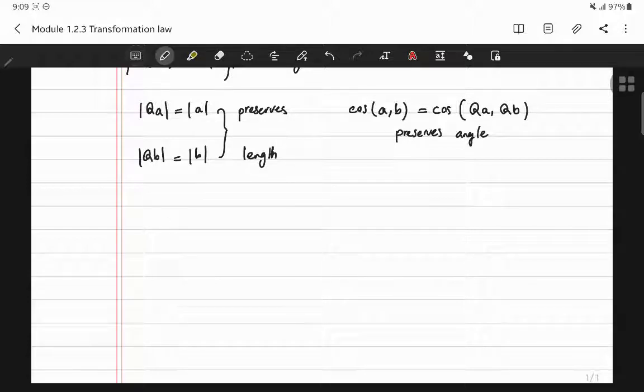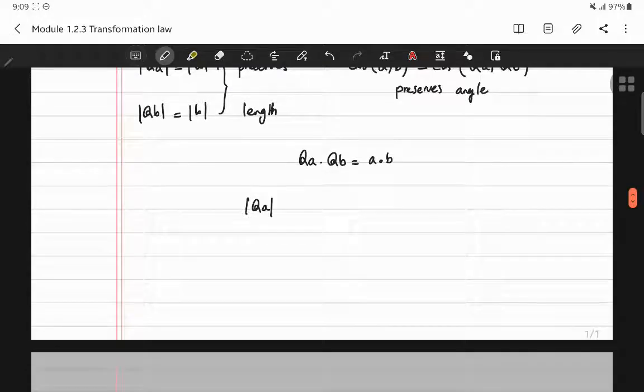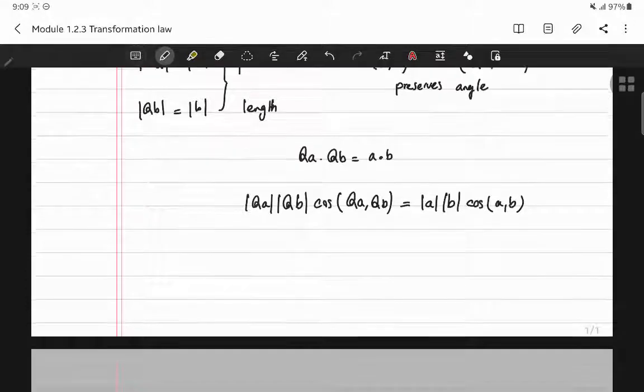So that's why when we write QA dot QB is equal to A dot B. Why? Because here we say the magnitude of QA times the magnitude of QB times the cosine of QA and QB is equal to the magnitude of A times the magnitude of B times their cosine. Since these are equal, we say that they're equal to each other. All right.